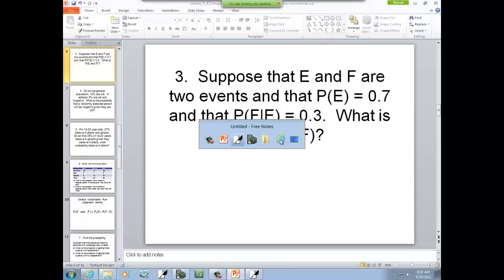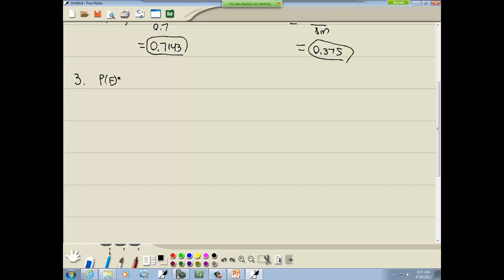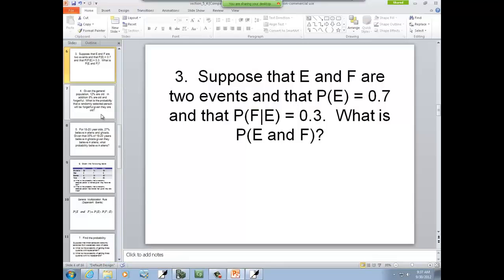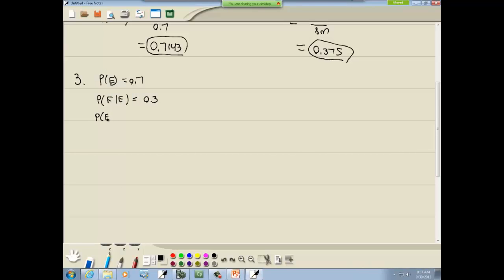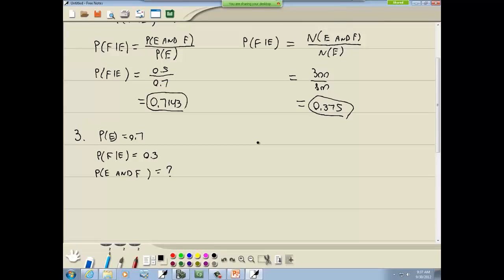Okay, let's look at this problem. It says suppose that E and F are two events and the probability of E is 0.7, and the probability of F given E is equal to 0.3. What is the probability of E and F? Now we're going back to our same formula here, the one we did in problem 1. We're just given different information.